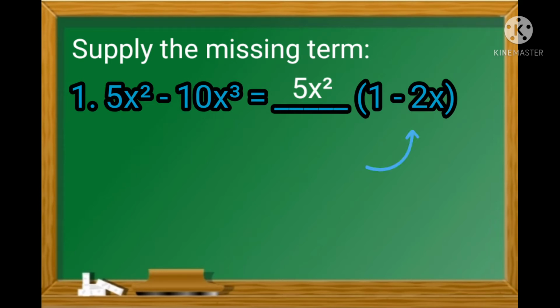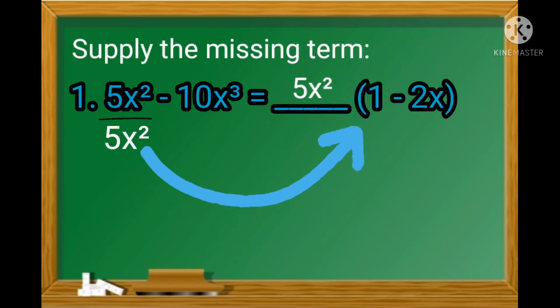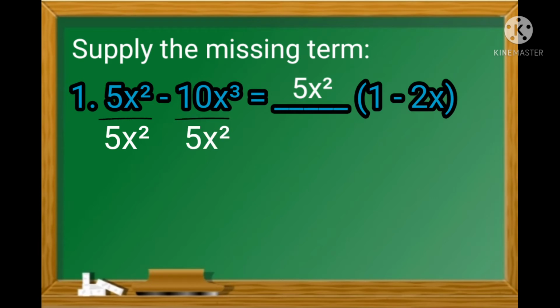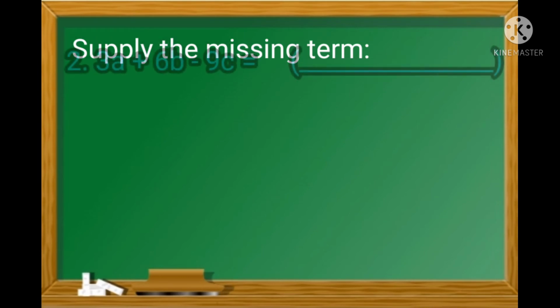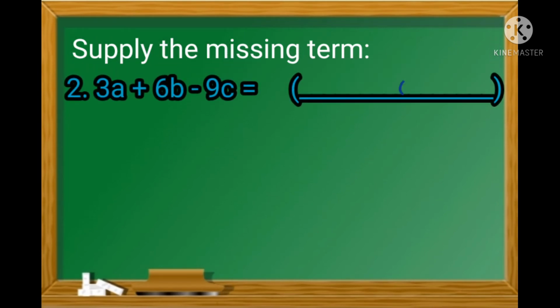Now, to check whether our second factor is correct, we will divide each term by the GCF. That is 5x squared divided by 5x squared, the quotient is 1. Then the other term, 10x cubed divided by 5x squared, that is 2x. In this case, we have a minus sign. So therefore, in our second factor, we will use also the minus sign. Our second example, the missing term is the second factor.